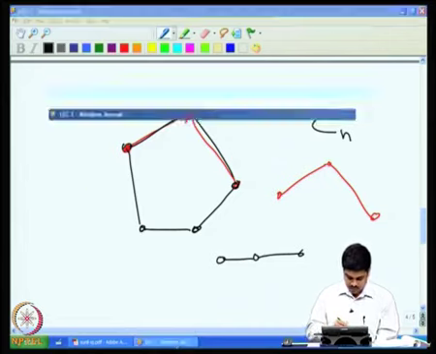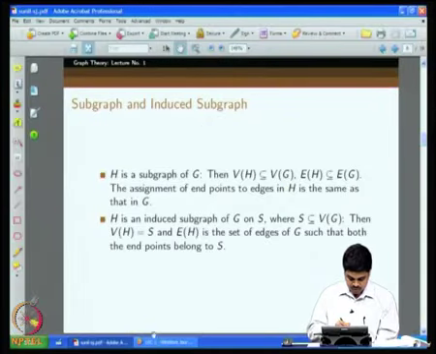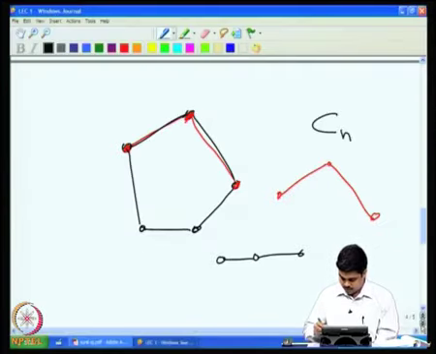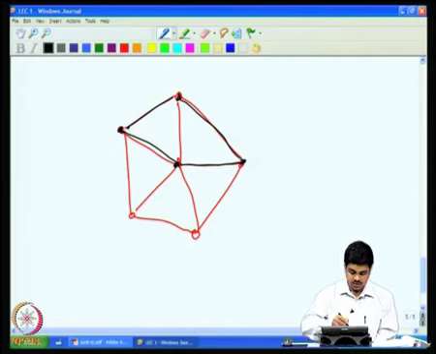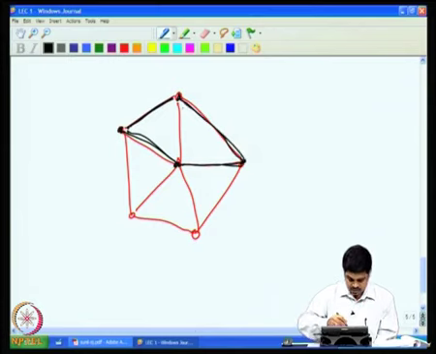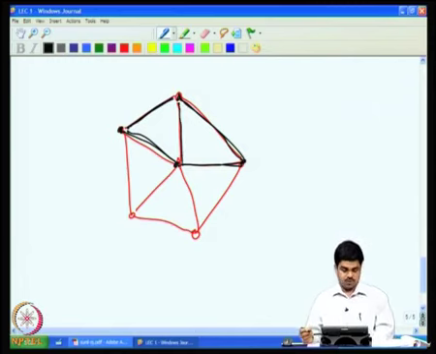So, the next example is more clear. Here I have selected this vertex, this vertex, this vertex, and this vertex, but the edges are only this and this. This edge is not selected. So, this is not an induced subgraph. To make it an induced subgraph, you have to add this also. So, this is the induced subgraph.